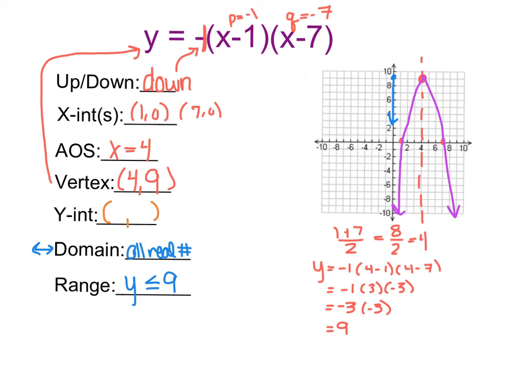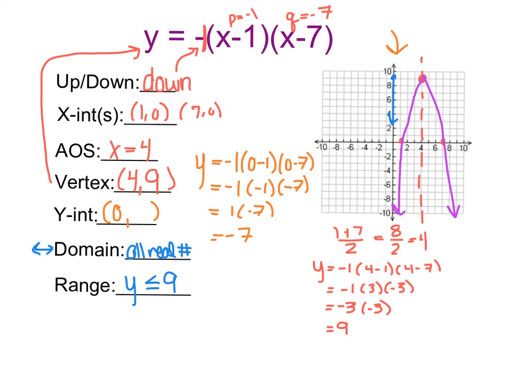Y-intercept points occur when we cross the y-axis, which is when x is 0. So we're going to take our original equation and plug 0 in for x and see what we get for y. So we have y is equal to -1 times (0 minus 1) times (0 minus 7). So we get -1 times -1 times -7. Well, -1 times -1 is 1, times -7 is -7.